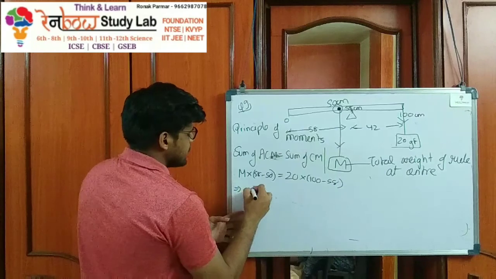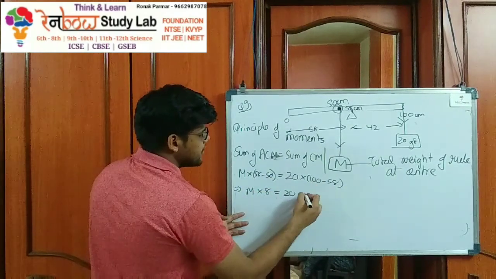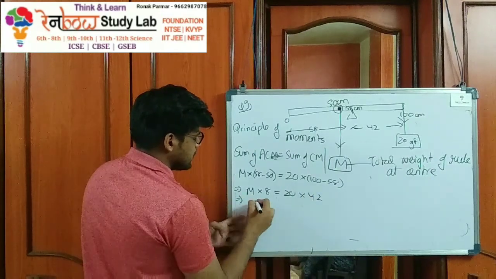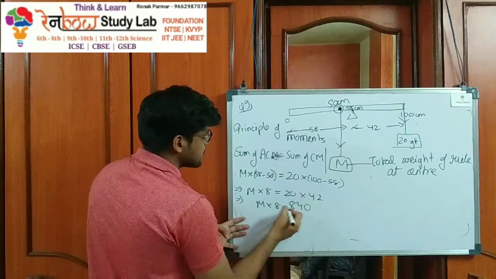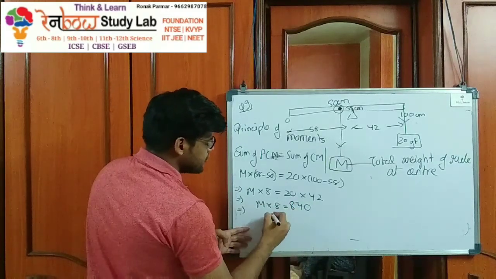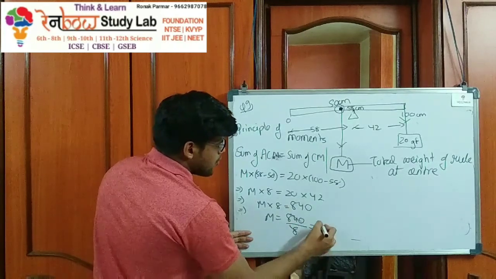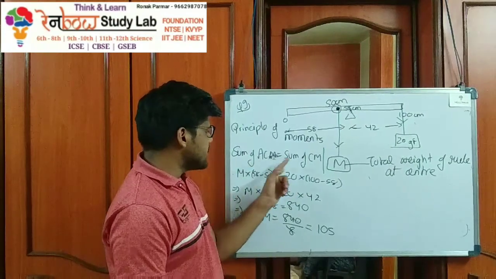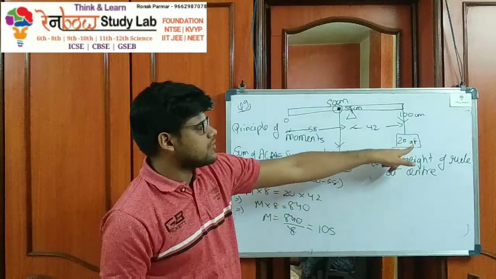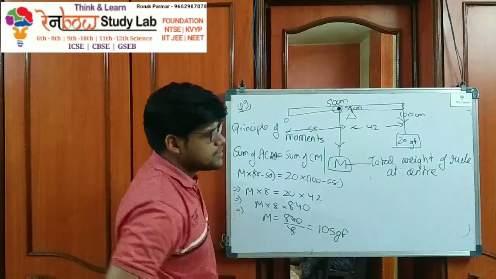Now you can solve this. 58 minus 50 will be 8, and 100 minus 58 is 42. 20 into 42 will be 840. This 8 will go in division. 840 by 8. So your answer, if you cut it, 105. Now what will be your unit? Because we are considering the units to be same. So if this is GF, the 105 is also GF.